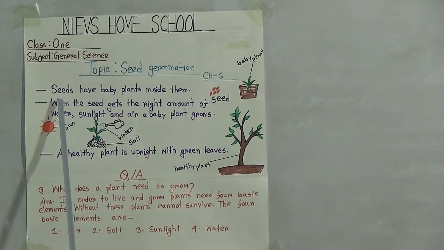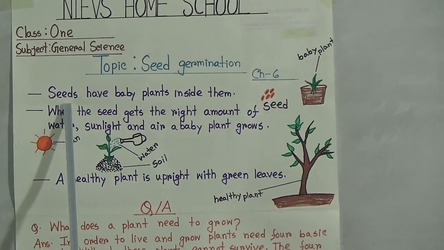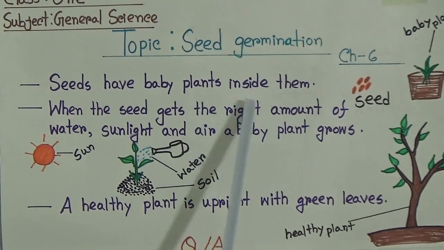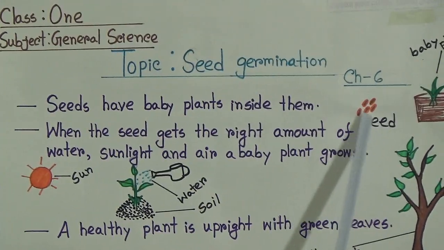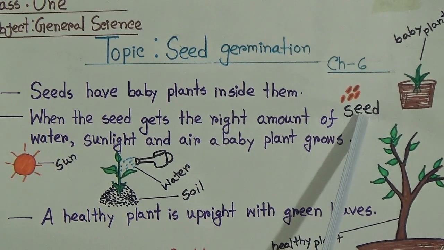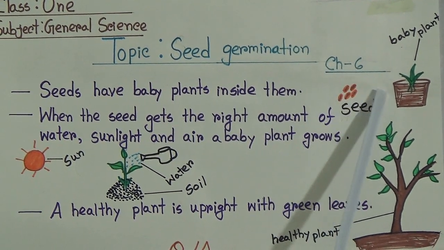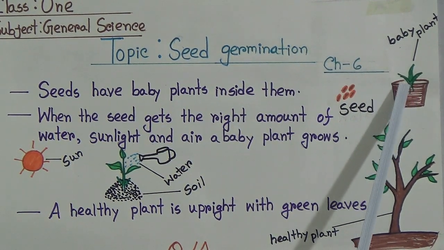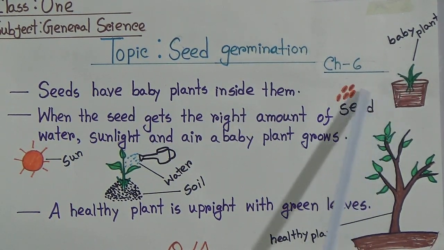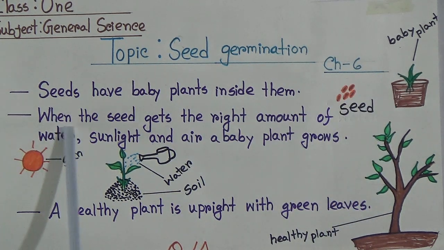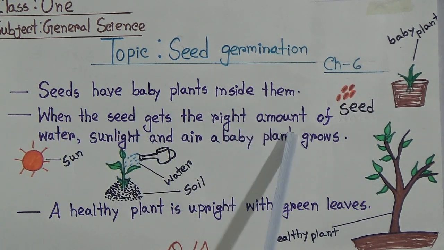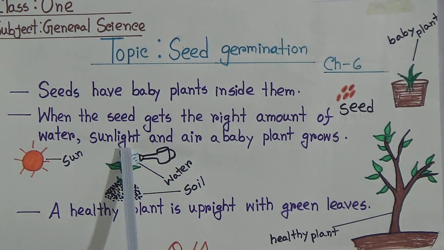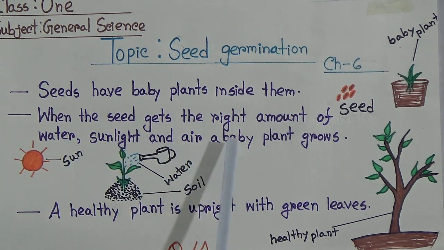From this chapter we will come to know seeds have baby plants inside them. If you plant any seed in the soil, then after a certain time, under favorable conditions, a baby plant will come out from this seed. When the seed gets the right amount of water, sunlight and air, a baby plant grows.